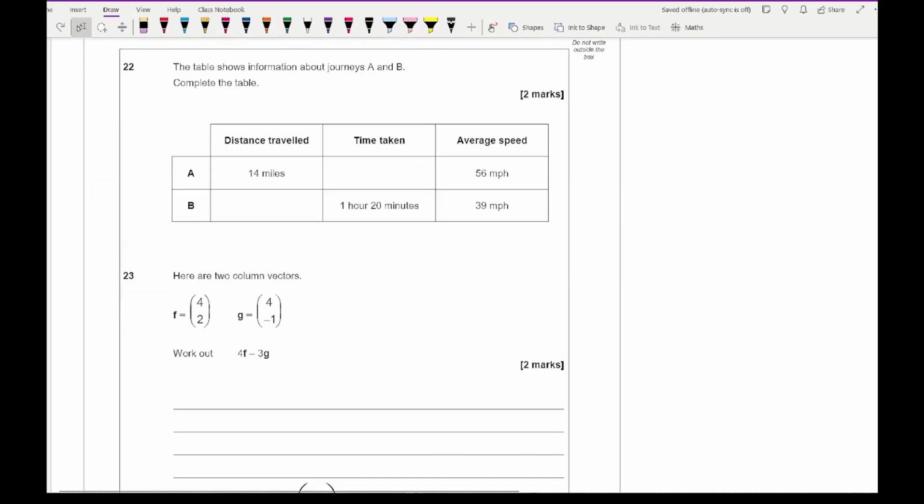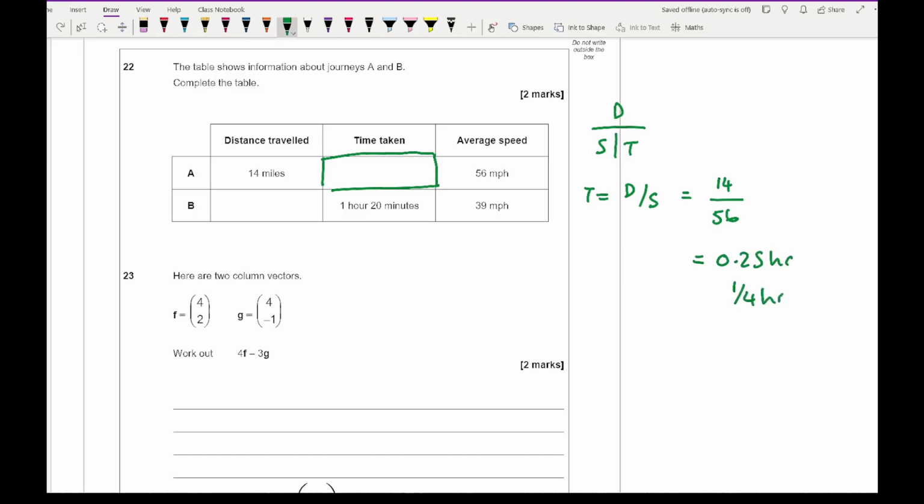Then moving on to question 22, it says the table shows information about journeys A and B. Complete the table. So what we need to recognize here is distance, speed, time. To work out this box there, time equals distance divided by speed. So it's going to be 14 divided by 56. And 14 divided by 56 equals a quarter, so that's 0.25 of an hour. So that's a quarter of an hour. And how many minutes are there in a quarter of an hour? Well, that's going to be 15.